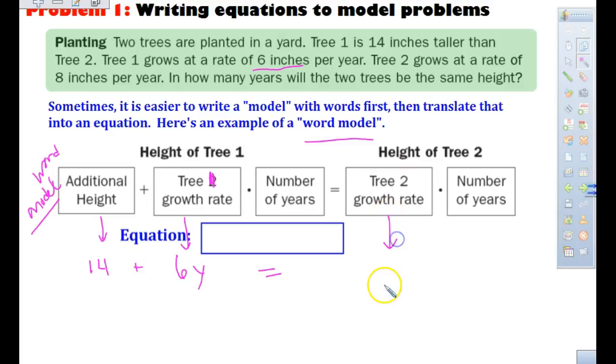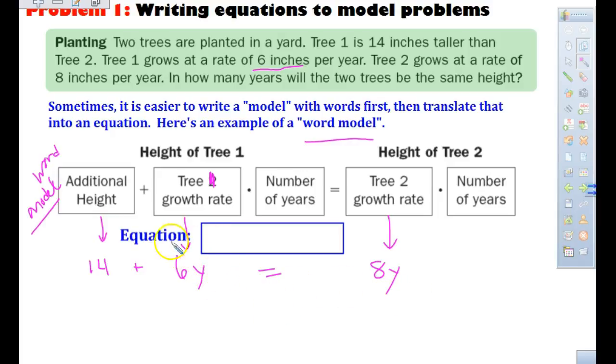So tree 2, what was the rate we were using for tree 2? 14 plus 8y. Right. So we now have this equation.